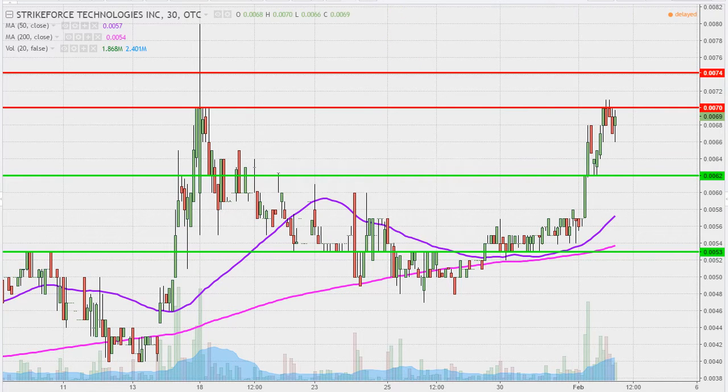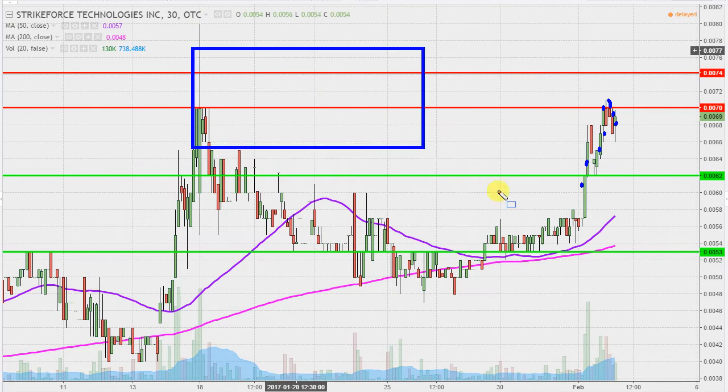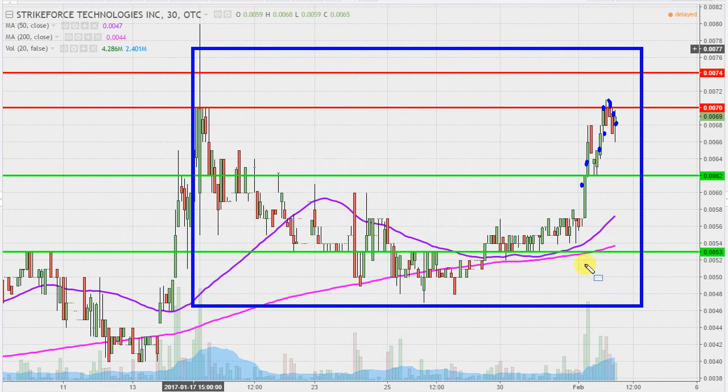Real quick, what do I mean by 30-minute, in case maybe you're new to charts? Instead of each one of these candlesticks representing one day's worth of price action, which is what you would normally see, each one represents 30 minutes. So while this may look like a few months' worth of time, it's actually just the past couple of weeks broken down into 30-minute time slices.